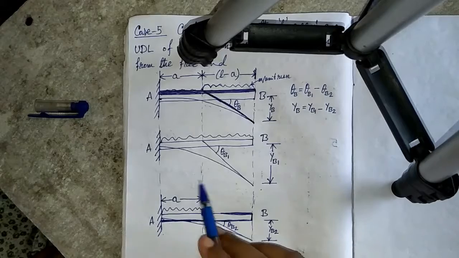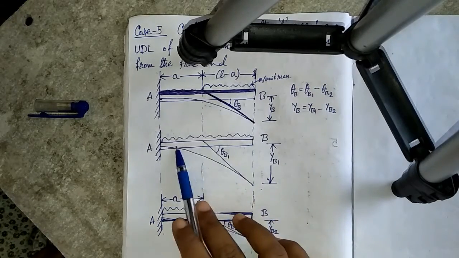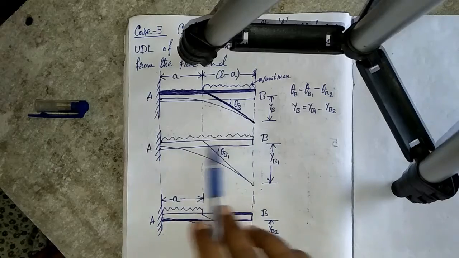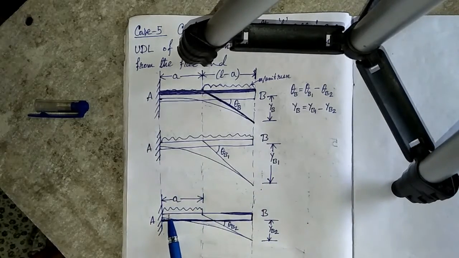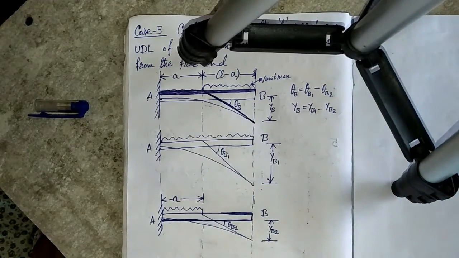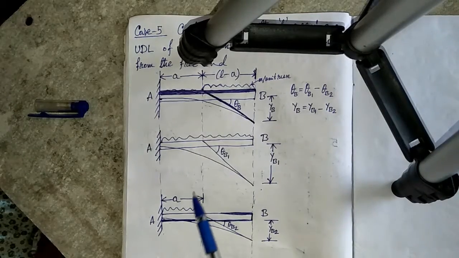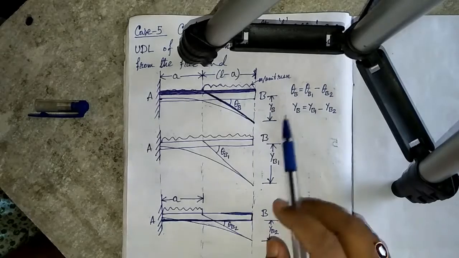The UDL over the whole span, this is a UDL over the whole span, so this span is of length L, and this is the UDL over a span A from the fixed end. So our case is this, the UDL from a free end at a span, and we have to find out the slope and the deflection.